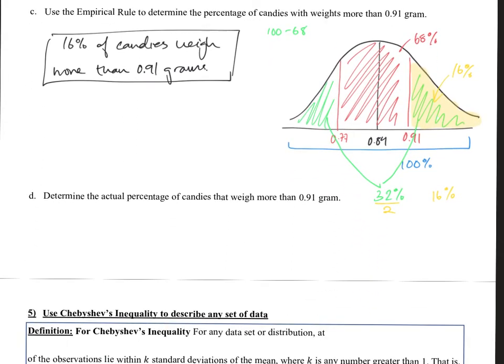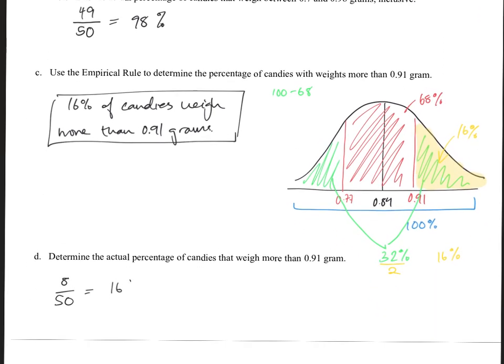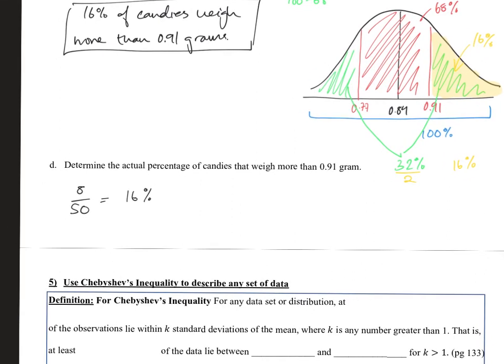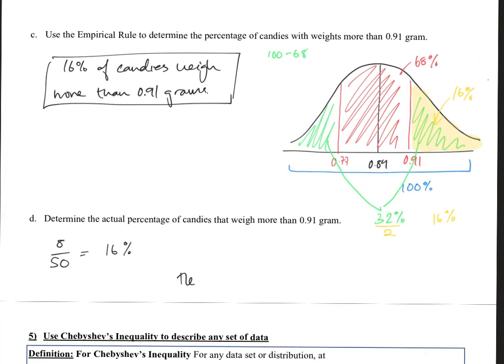So 8 out of 50. And what's that? 0.16, which would be 16%. Alright, so the actual percentage is 16%. So this time, it is actually quite accurate when I calculated.